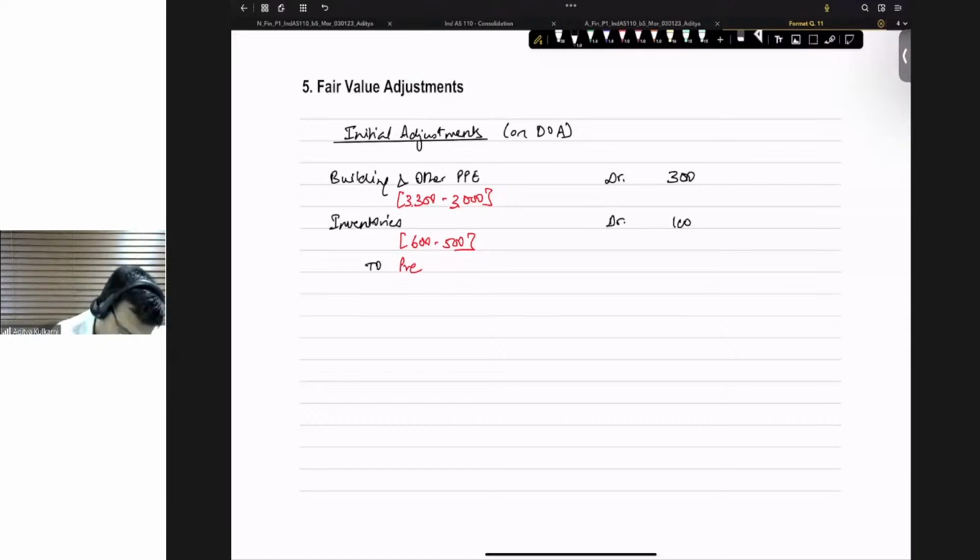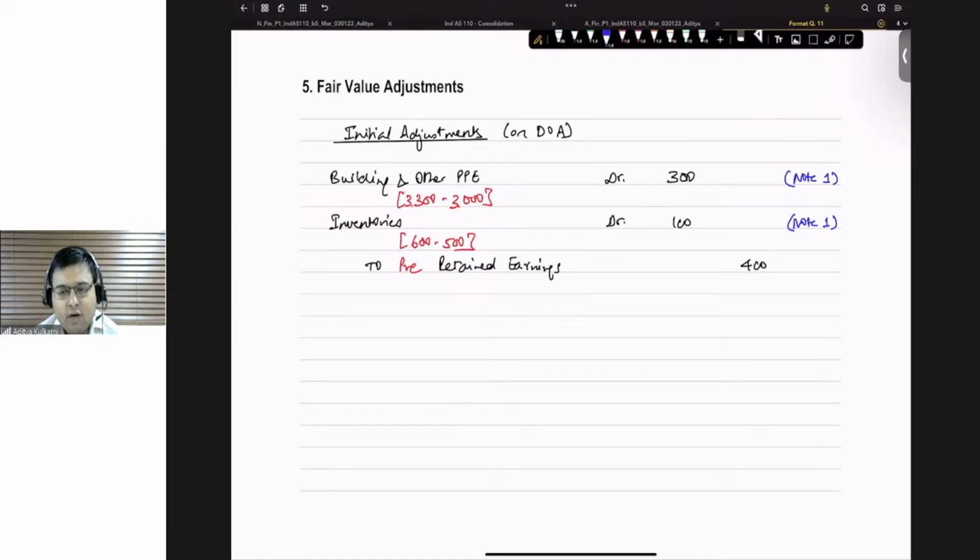To pre-retained earnings. We have discussed in detail why it should be pre-acquisition already. So there is no further discussion to be done on this. So where will the impact go? Building and other PPE will go as a part of note number 1, where we have copied the value of assets and liabilities as it is. And where will my pre-acquisition retained earnings go? Well, this will form a part of working note 4. That is the analysis of reserves.